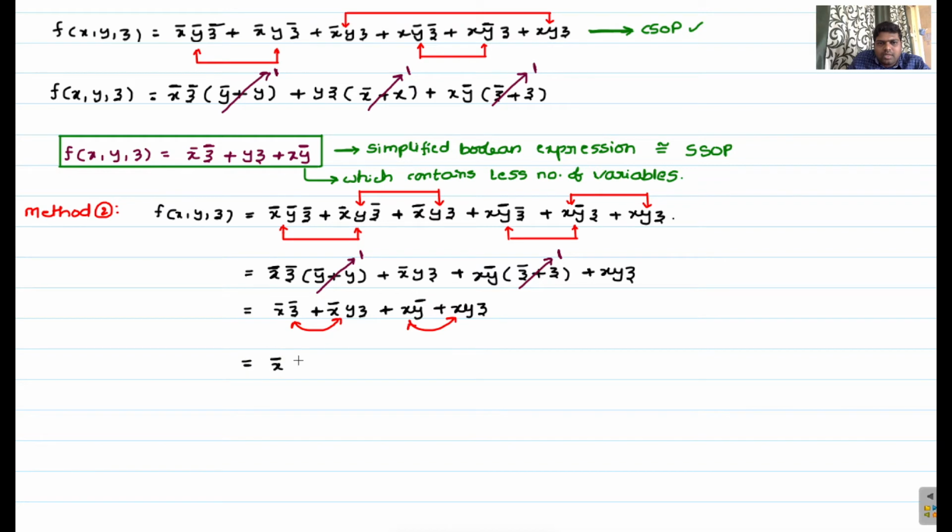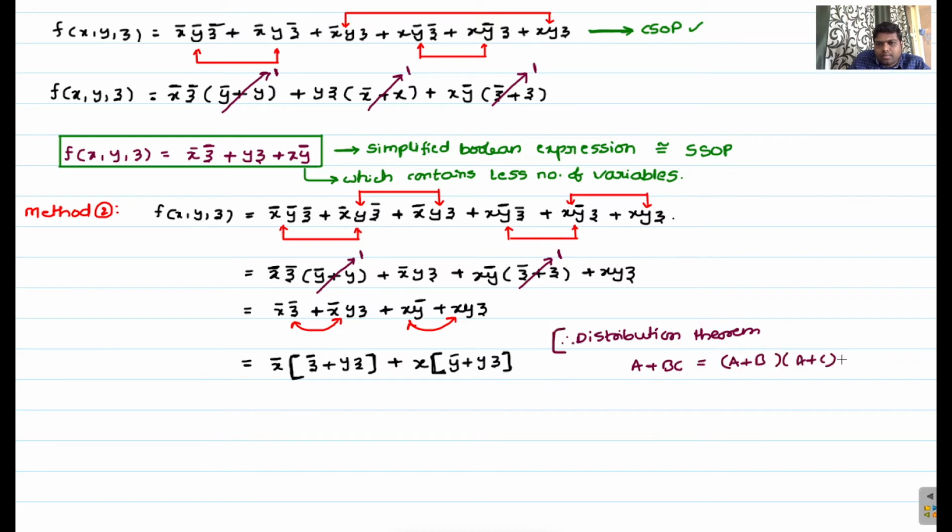x bar is a common factor, then you will get z bar plus yz, and in the same way, if you observe these two product terms, if you take x as a common factor, you will get y bar plus y into z. From the distribution theorem, a plus bc equals a plus b into a plus c. This is the distribution theorem. Same thing you can apply for these two terms, right?